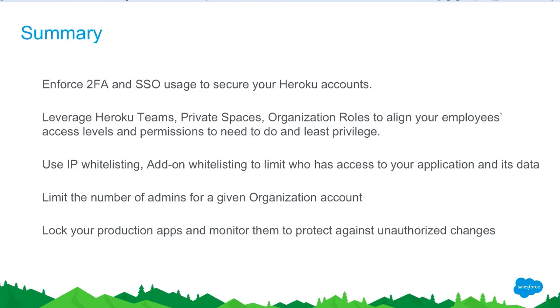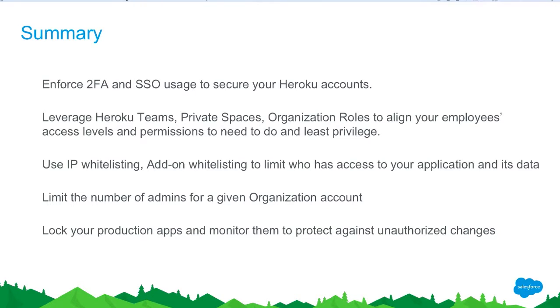And you can use your organization roles to align the access level of your employees to least privilege and need to know. Make sure that your developers have access to the applications in your team, but they don't necessarily have access to production. They don't have access to production secrets. They cannot deploy applications into production without following proper change management. We also talked about IP whitelisting and add-on whitelisting in order to limit who can access your application and data. Essentially, this allows you to control the environment and the integrations between your enterprise environment and Heroku.